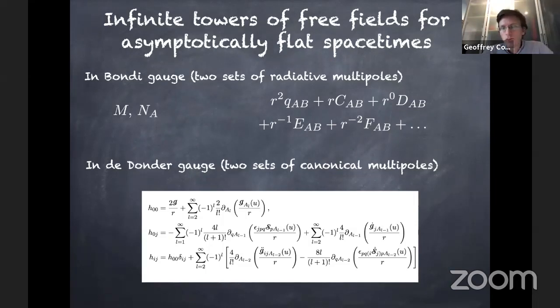Another way to say it is in the de Donder gauge or harmonic gauge, where there is an infinite number of multipole moments, the so-called canonical mass and angular momentum or current multipole moments. So here's a linearized metric, but there are non-linear corrections, of course.